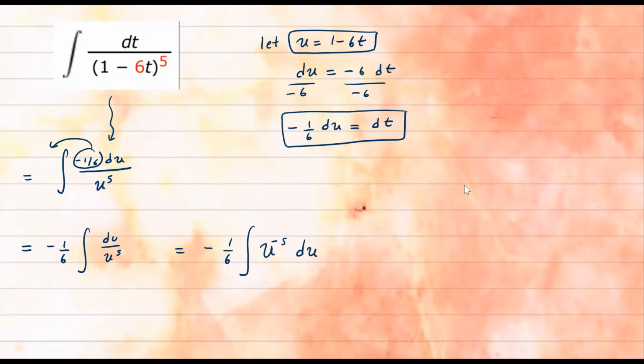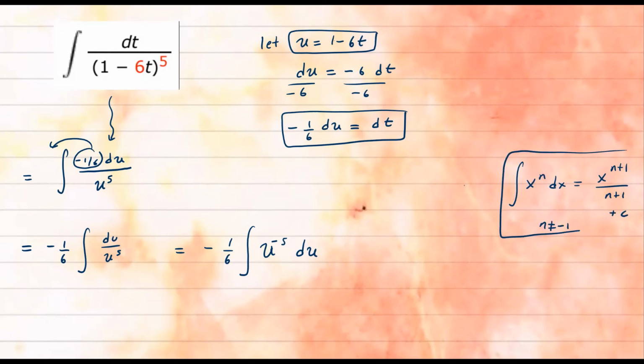Now let's use the power rule. So when you integrate x to the n dx, this is x to the n plus 1 over n plus 1 plus c, assuming n is not negative 1. So using the power rule of integration, we add 1 to this power, and then the same power goes on the bottom. Okay, so we have negative 1/6 outside times negative 5 plus 1, that's u to the negative 4. Same power goes on the bottom, negative 4, plus the constant c.